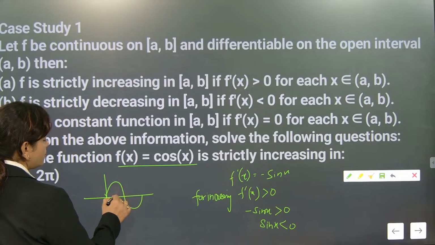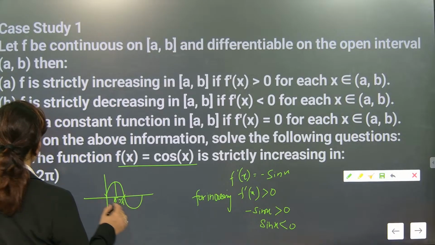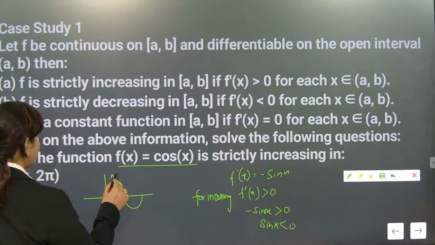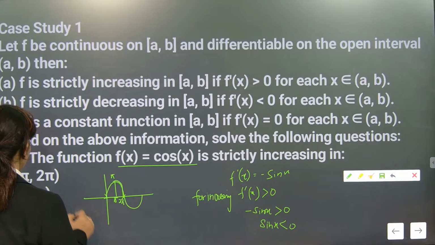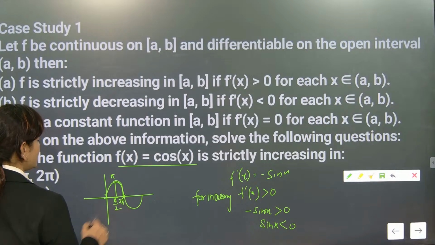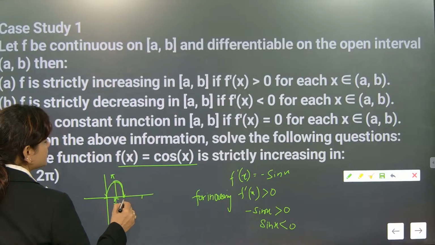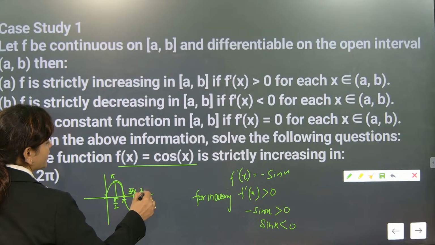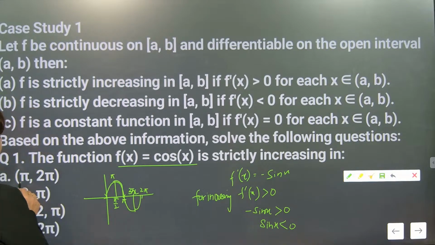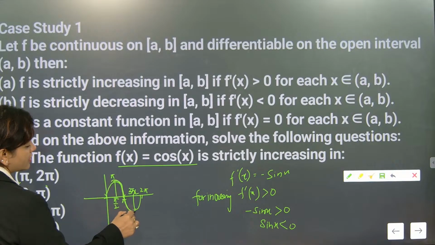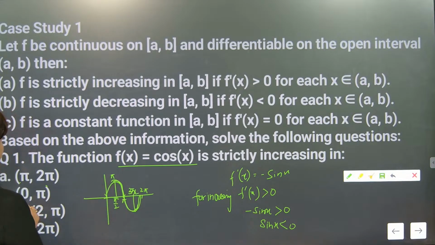Now look here, this is 0, pi, 2 pi. The first interval given is pi to 2 pi, the second interval is 0 to pi, then pi by 2 to 2 pi, then 0 to 2 pi. This is pi by 2, this is pi, this is 3 pi by 2, and this is 2 pi. Now we will see all the intervals, between pi to 2 pi.